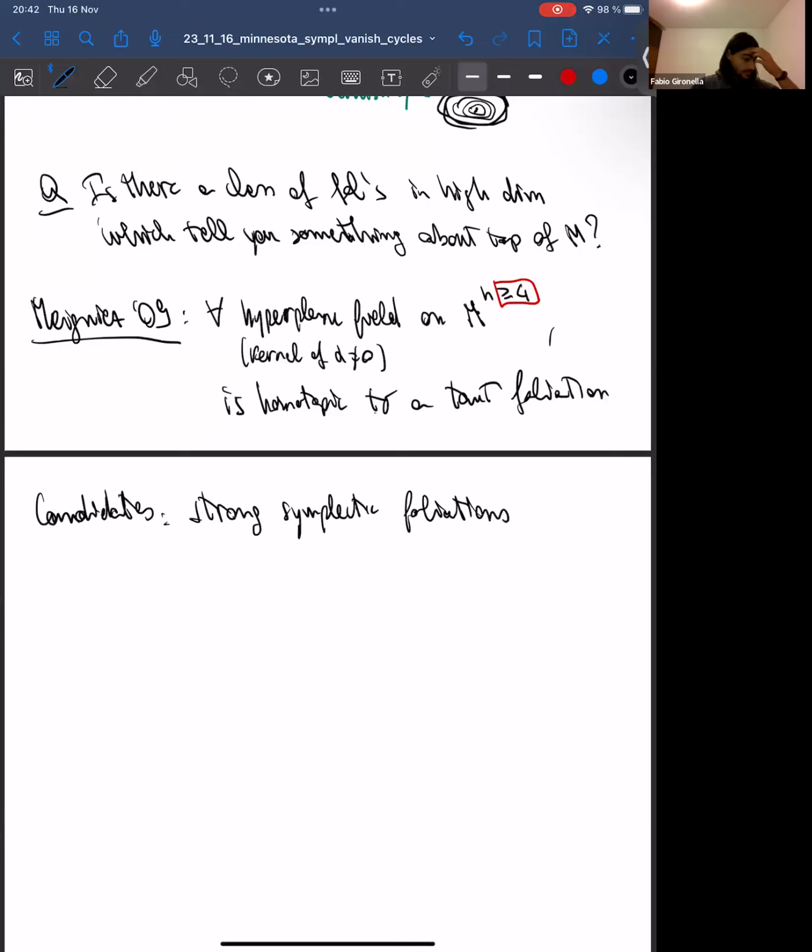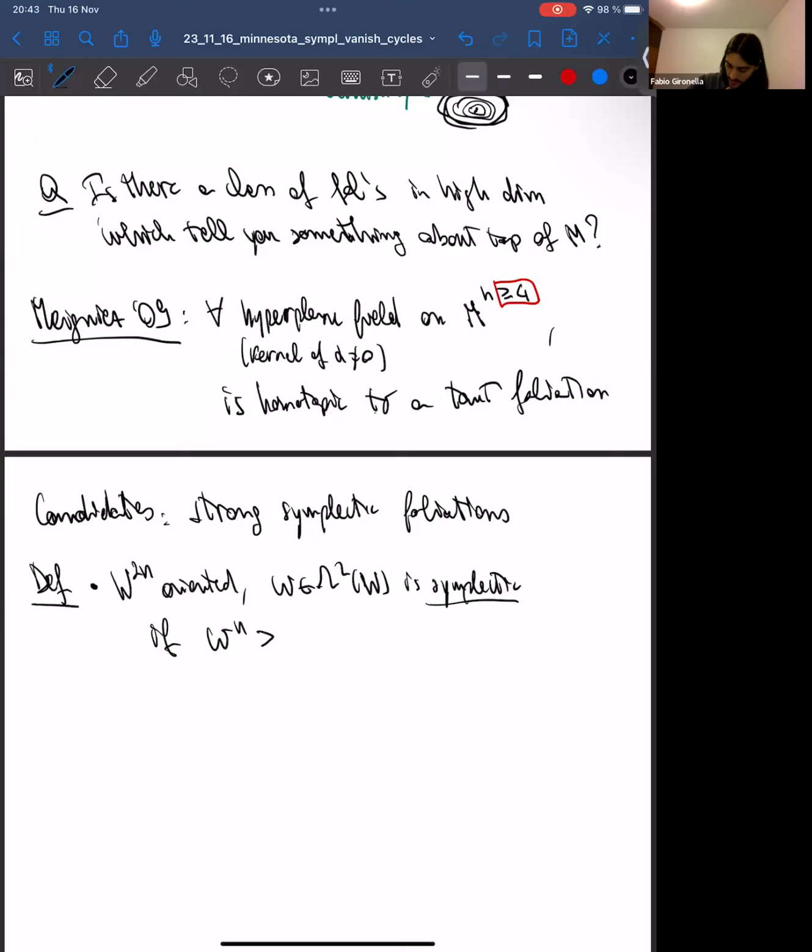So let me define what these are. Let me first recall what a symplectic structure is. If we have an even dimensional oriented manifold, we say that a two form on this manifold is symplectic if its maximum exterior power is a volume form and it is closed. Okay.